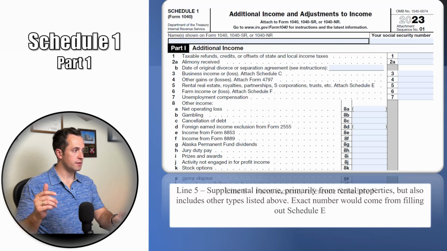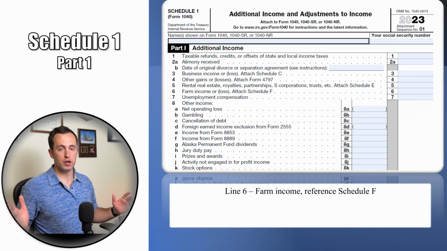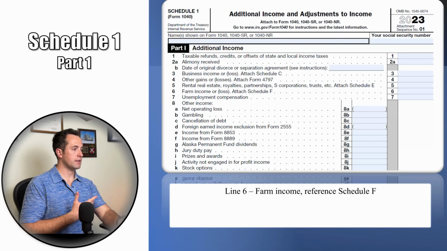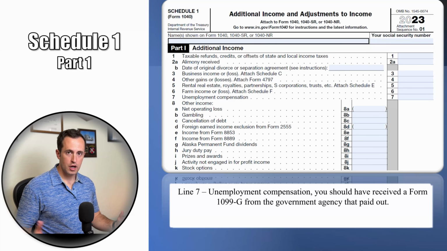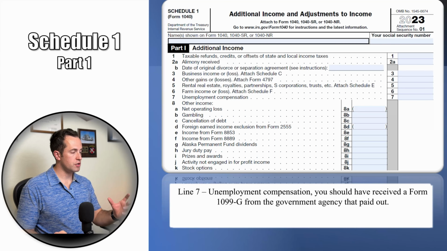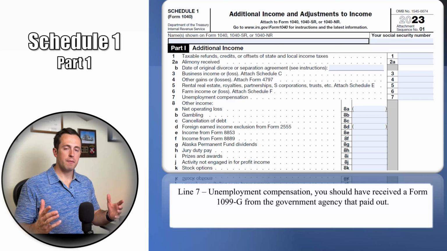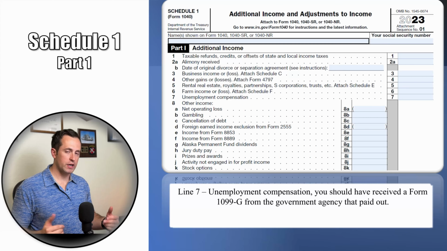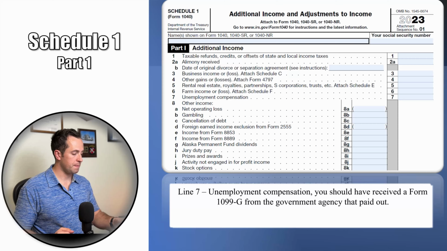Next up is 6. Do you run a farm? If you do, that's going to be coming in with Schedule F for farm income. Now, next up is going to be unemployment compensation. You should be getting some sort of documentation with a 1099-G. That's going to be coming from either the local government or the state government, indicating how much money you actually received in unemployment compensation.